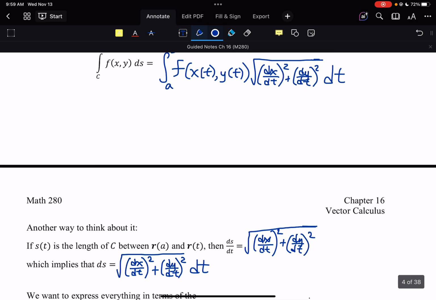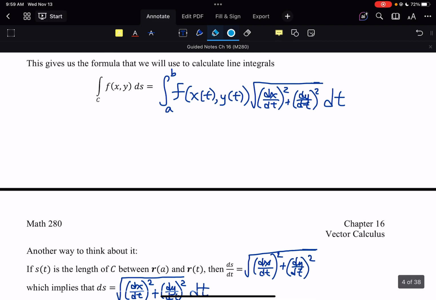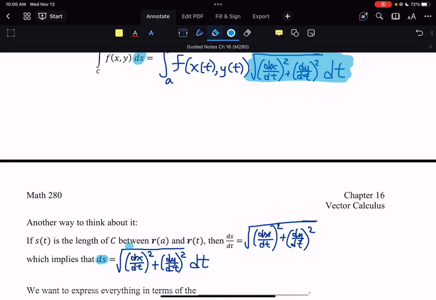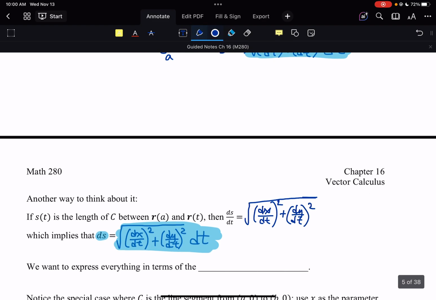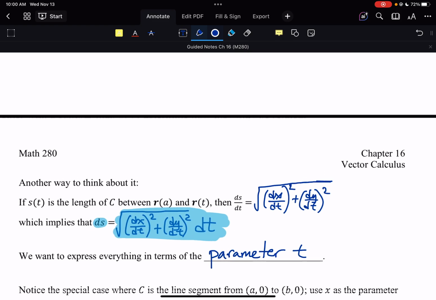So all this is basically saying is, if we go back to the formula up here, the ds is getting replaced by this because of that arc length relationship. So again, ds is just getting replaced by this in that formula. And again, we want to express everything in terms of the parameter t. So everything is getting put in terms of that parameter.